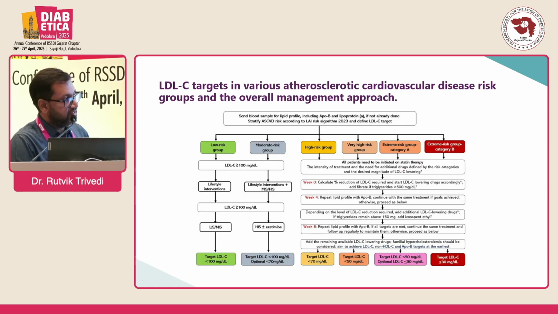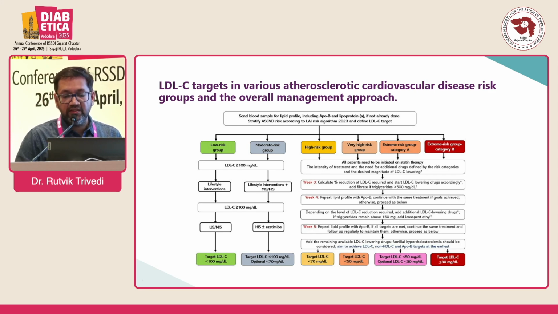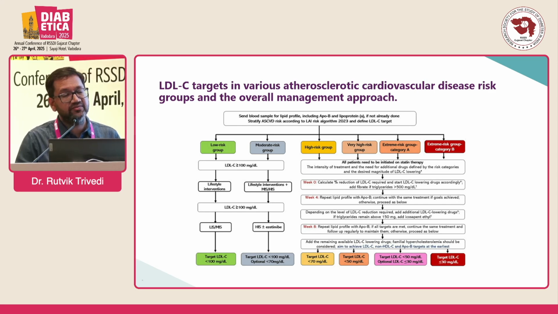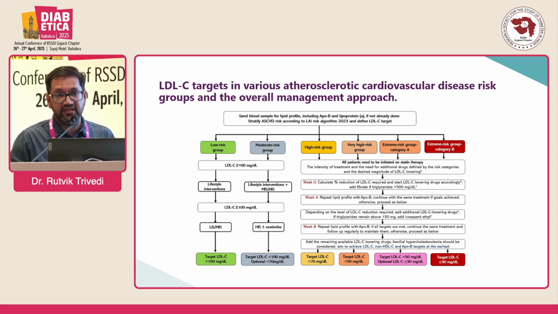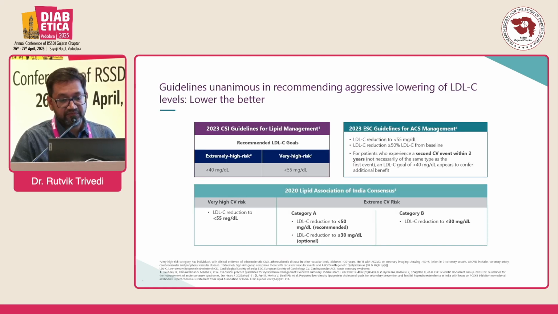Now what are the guidelines that were recommended? The Lipid Association of India has given some targets. For the very high risk group, the LDL target is less than 50. For the extremely high risk group, less than 50 is preferred, but you can go less than 30. And for extremely high risk category C, where you achieve a target of less than 30 and still a recurrence of the event has happened, there are recommendations that you can still go down to almost 10 to 15.